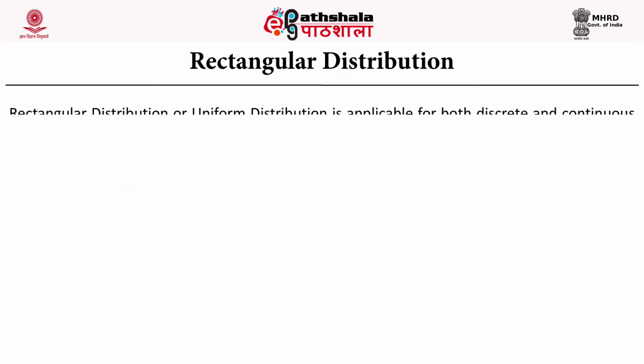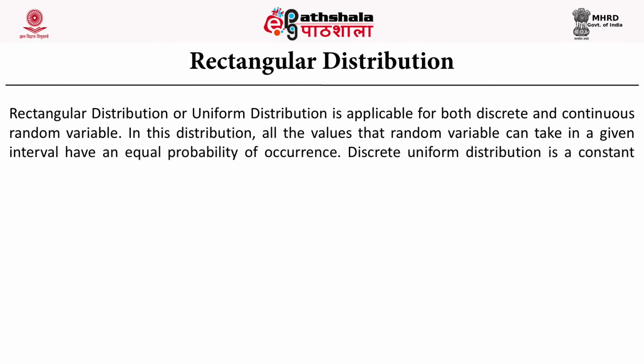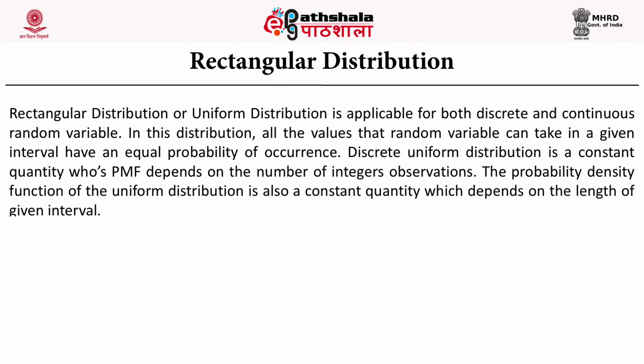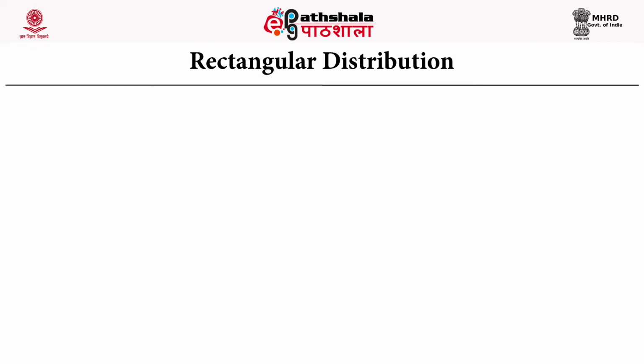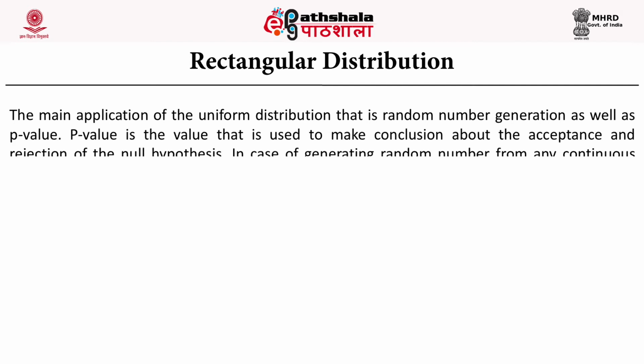Now we discuss another distribution, called rectangular distribution. Rectangular distribution or uniform distribution is applicable for both discrete and continuous random variables. In this distribution, all the values that the random variable can take in a given interval have an equal probability of occurrence. So discrete uniform distribution is a constant quantity whose PMF depends on the number of integer observations. The probability density function of the uniform distribution is also a constant quantity which depends on the length of the given interval. The main application of the uniform distribution is random variable generation as well as p-value.